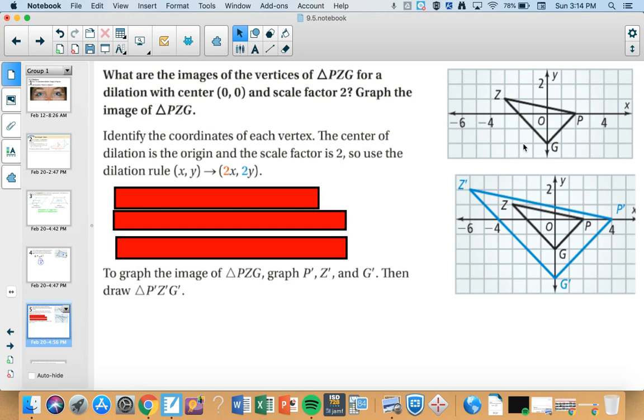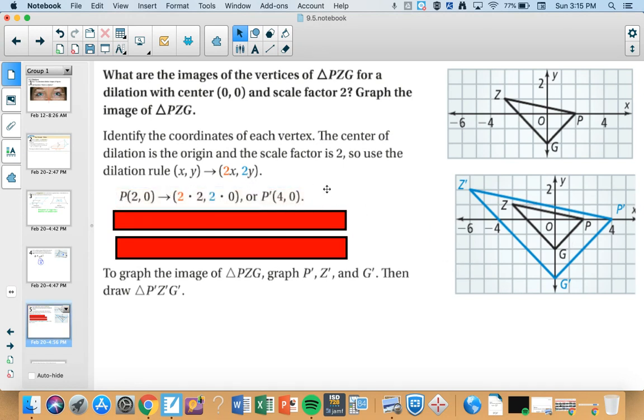What we can do, in fact, if we're just given the actual points here, is multiply each point. Notice right here, we can multiply our x value by 2, our y value by 2, and find all of our new points.